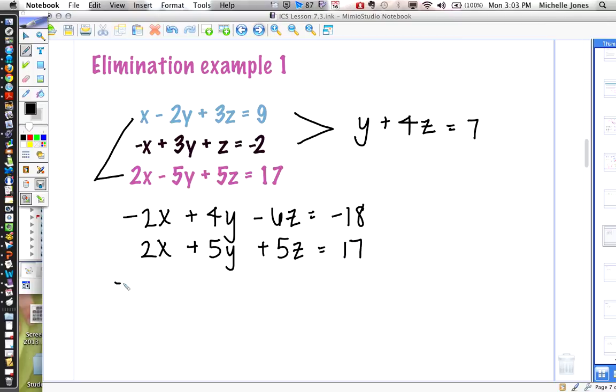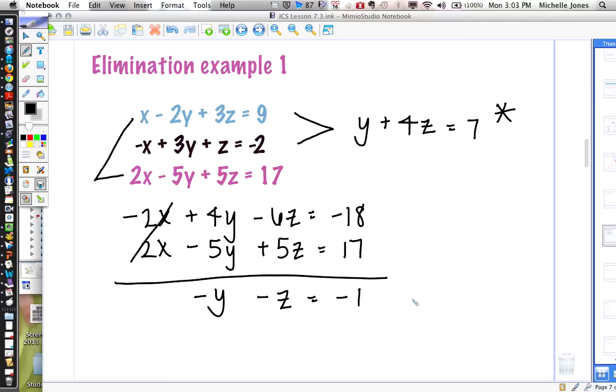So like I was saying, the process is still the same. These cancel. You get 9y. Oh, looks like I made a sign error. This should be negative. Throw that away. Alright, so we're going to get a -y, -z, and -1. So now you have two equations. We have this equation and this equation.